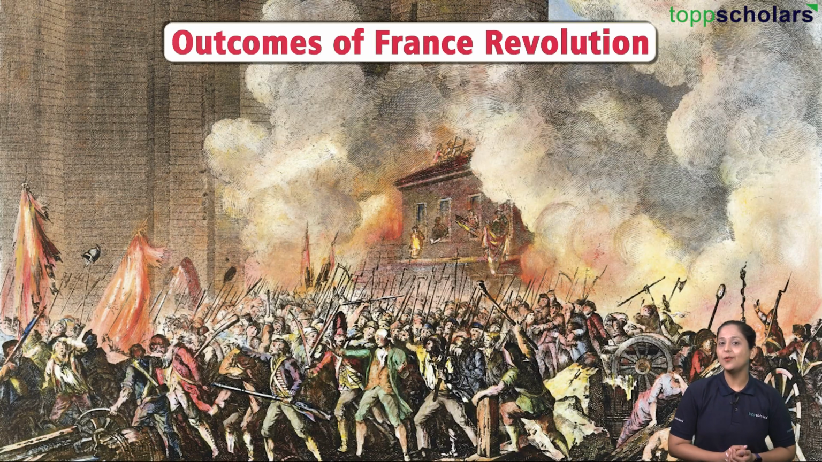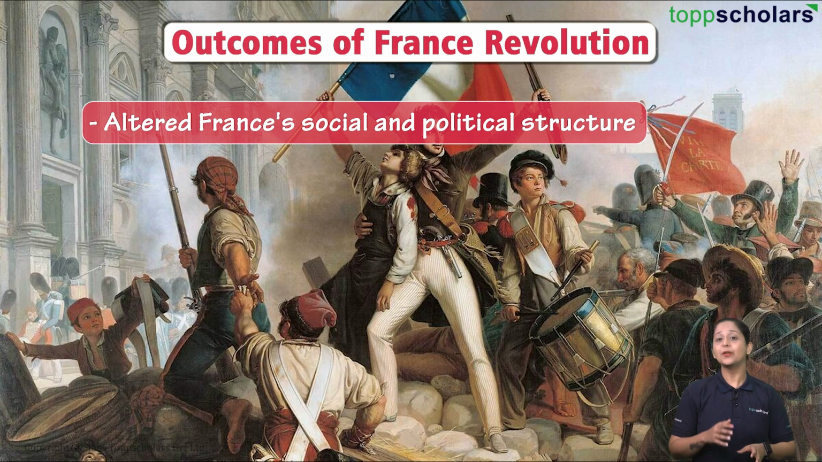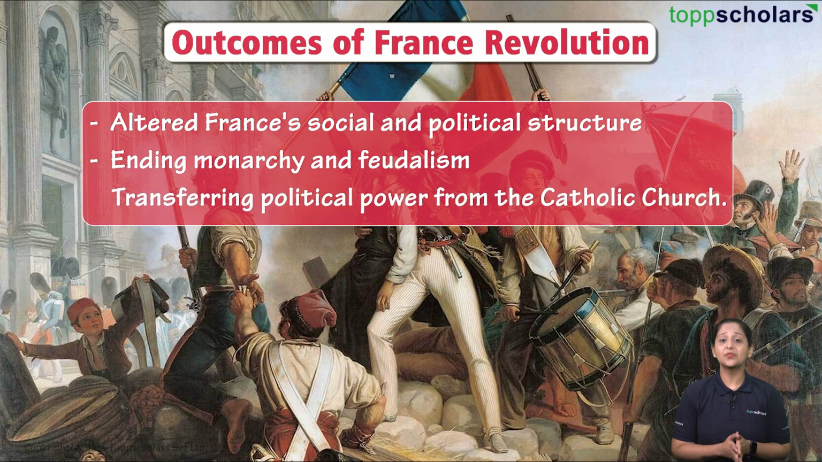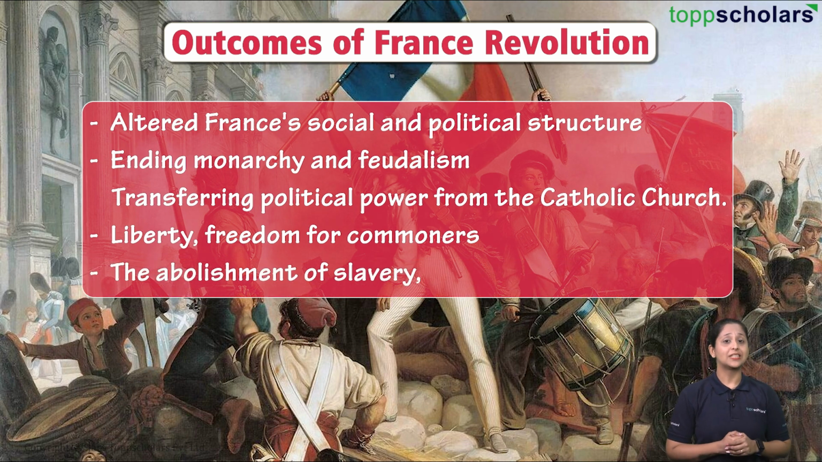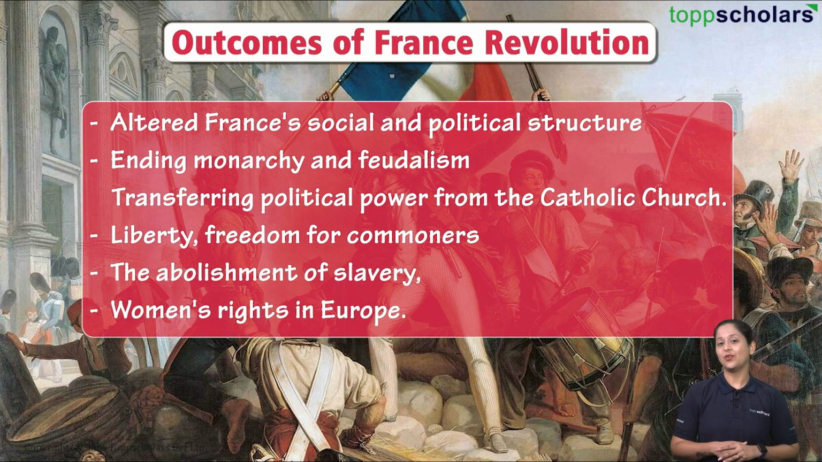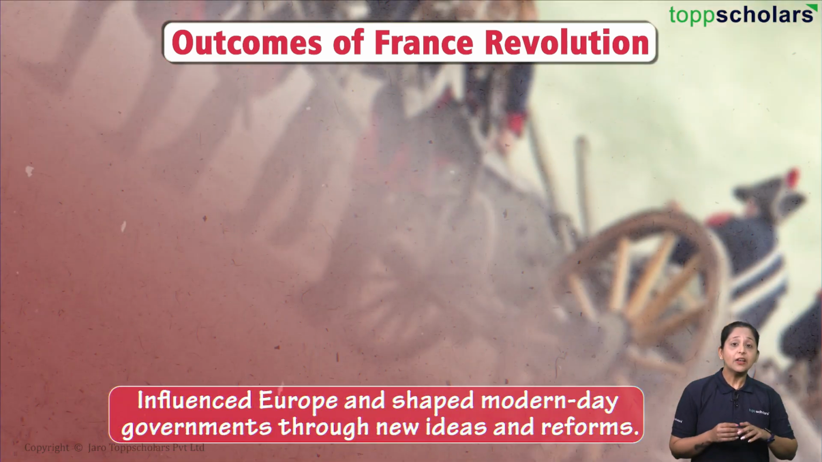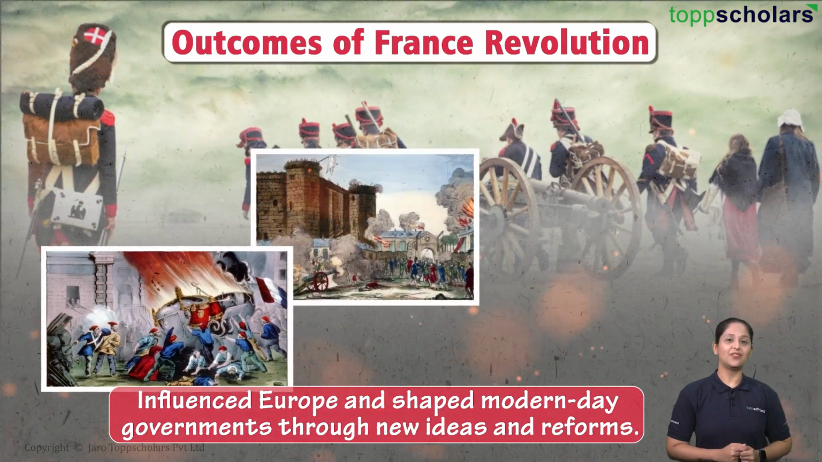Now, let us know the outcome of the revolution. The French Revolution significantly altered France's social and political structure, ending monarchy and feudalism and transferring political power from the Catholic Church. It introduced new ideas like liberty, freedom for commoners, the abolishment of slavery, and women's rights in Europe. The revolution, which ended with Napoleon's rise, influenced Europe and shaped modern-day governments through new ideas and reforms.